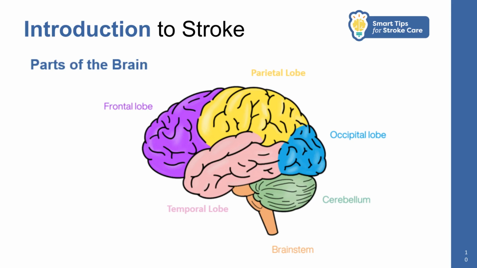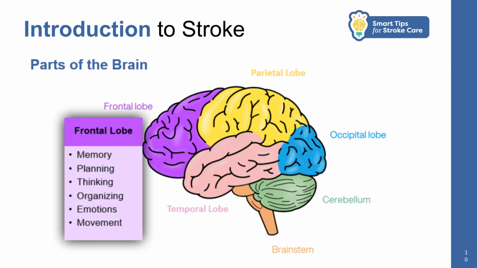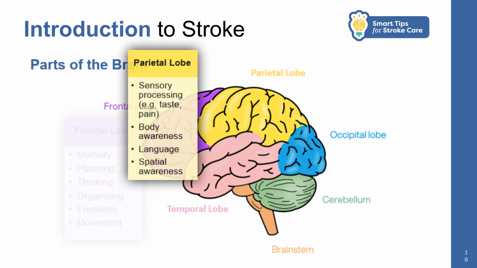Here are some main parts of the brain: the frontal, parietal, temporal, and occipital lobes, along with the cerebellum and brainstem. Each part is important for how our body and mind work. The frontal lobe is responsible for memory, planning, thinking, organizing, emotions, and controlling movement. The parietal lobe deals with sensory processing like taste, pain, touch, and temperature. It is also responsible for body awareness, language, and spatial awareness.